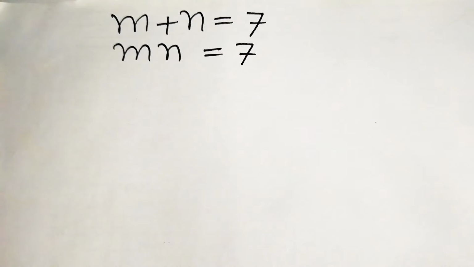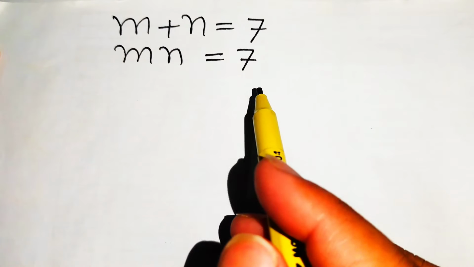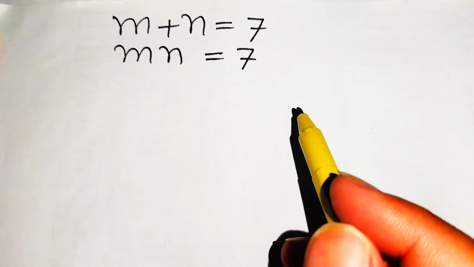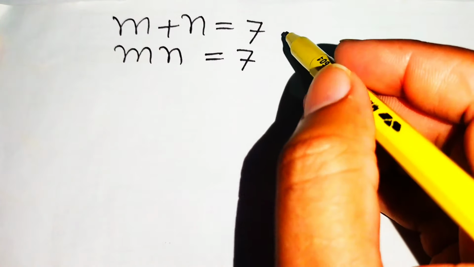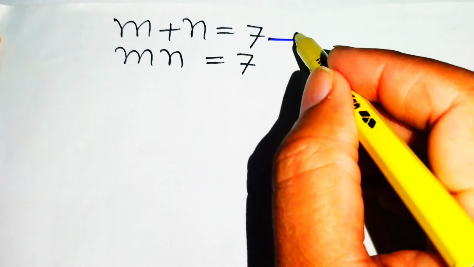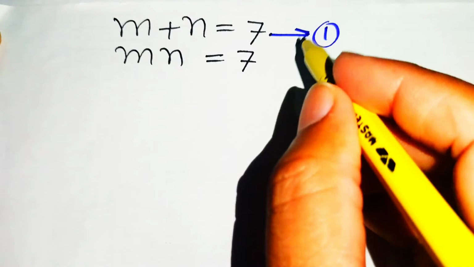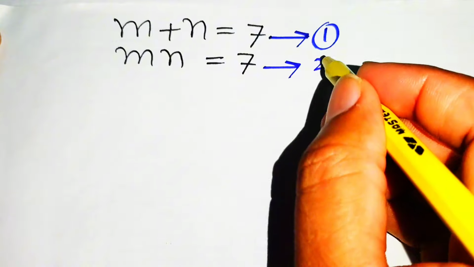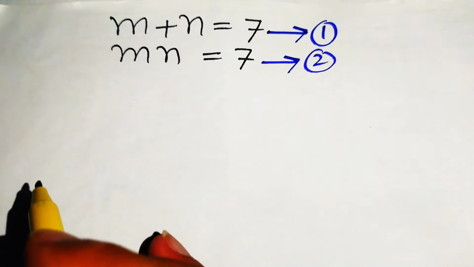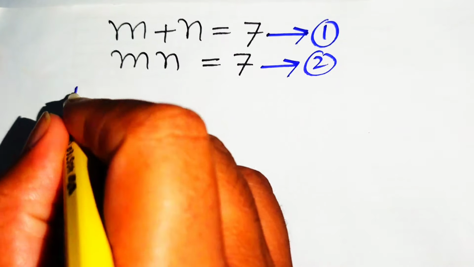Welcome to solve this Math Olympiad algebra problem. Here we have m plus n equals 7 and m multiplied by n equals 7. We need to solve this problem for the values of m and n. The very first step is to call these equation number 1 and equation number 2. Now first we focus on equation number 1.